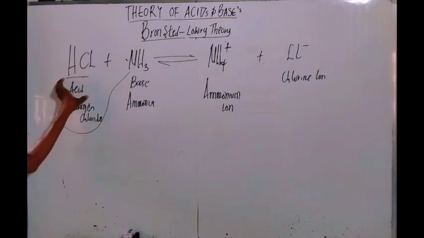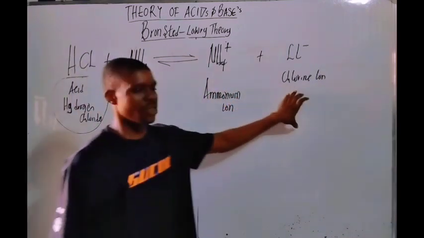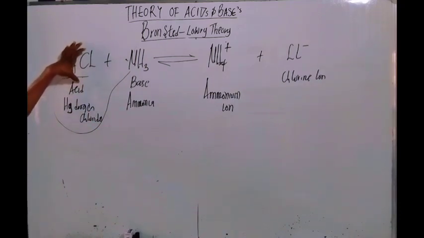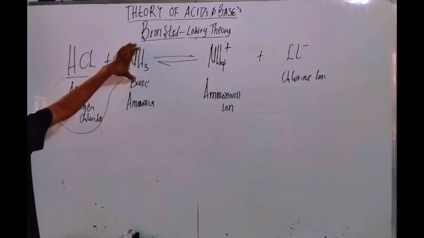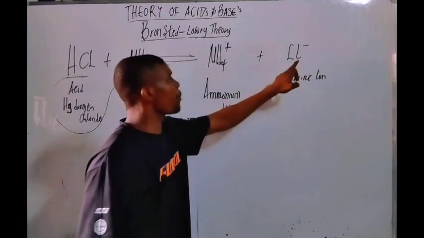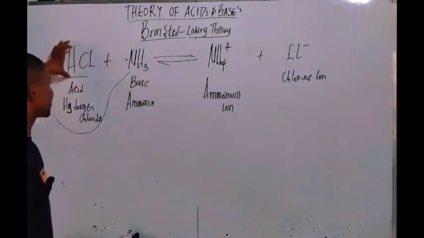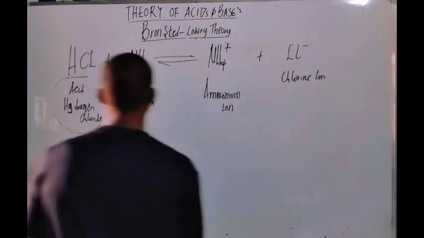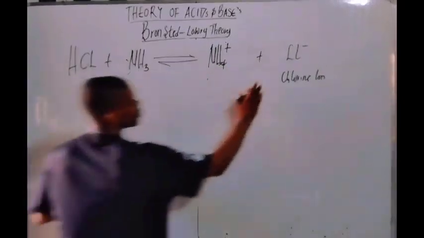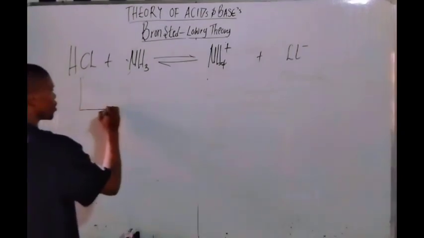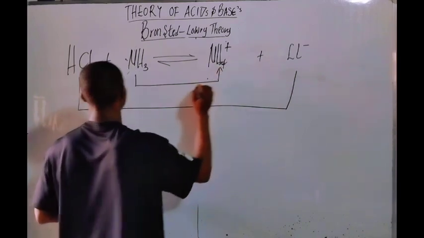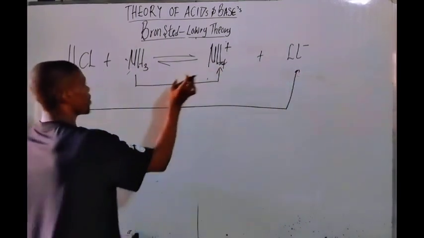Now this is the acid, this is the base. Remember that whenever an acid donates or loses a proton to the base, it forms a base. So what produces this guy? HCl losing hydrogen here. So here we can say this moves to this. Now this guy is the acid.